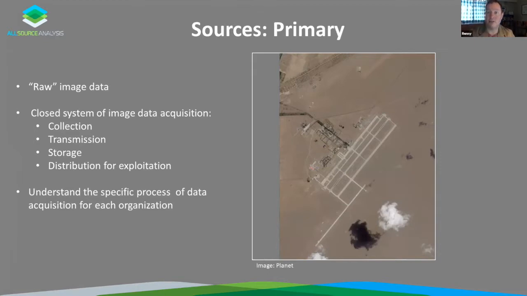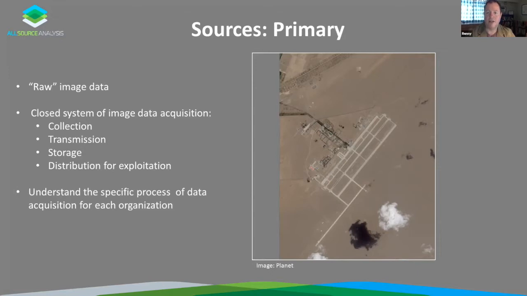In the case of geospatial information, a primary source of information is raw image data. This type of information in particular is acquired through a closed system of acquisition. So that means when you've got a satellite company like Maxar or ISI that specializes in radar, that company owns its sensors and it uses its sensors to collect information. That company transmits the information, it stores it, and then it distributes it to customers for exploitation.